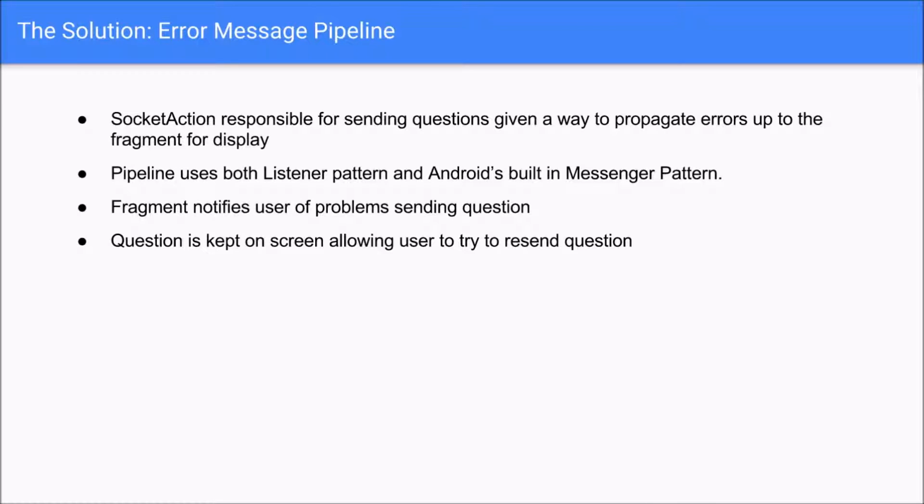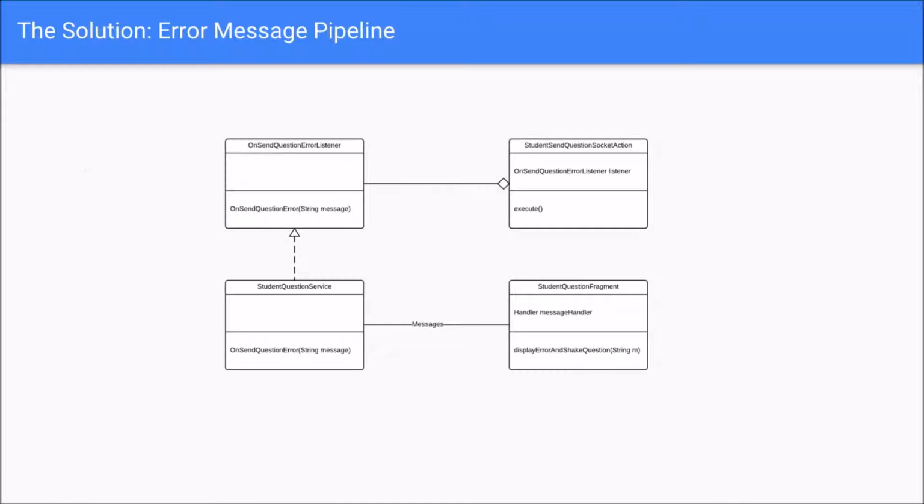The socket action responsible for sending questions is given a way to propagate errors up to the fragment for display. The pipeline uses both the listener pattern as well as Android's built-in messenger pattern. The fragment notifies the user of problems sending questions, and the question is kept on the screen, allowing the user to try to resend it. This is all made possible through the diagram shown here.